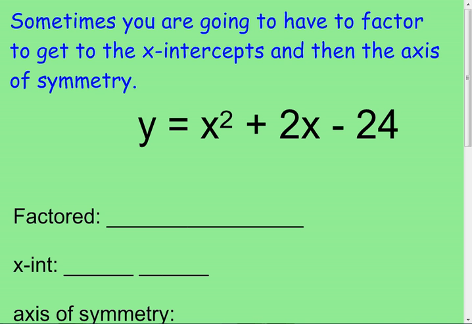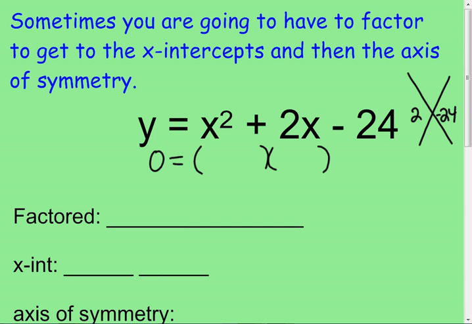Sometimes you're going to have to factor it to get the x-intercepts. Now, this is when you have to do the x game. So I'm going to be looking for 0 equals something times something. What number goes over here? 6? There's no 6 here. 2, and this is negative 24.